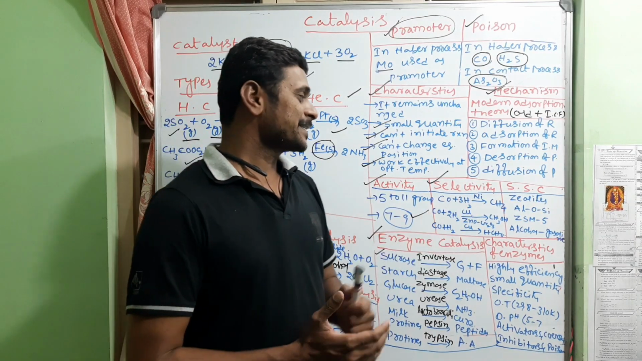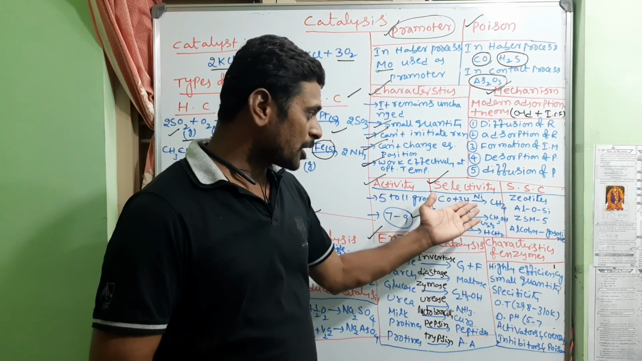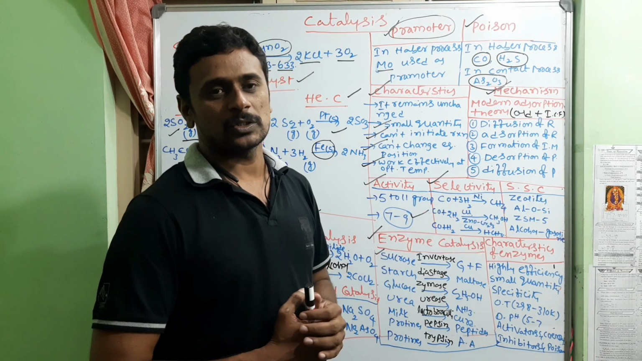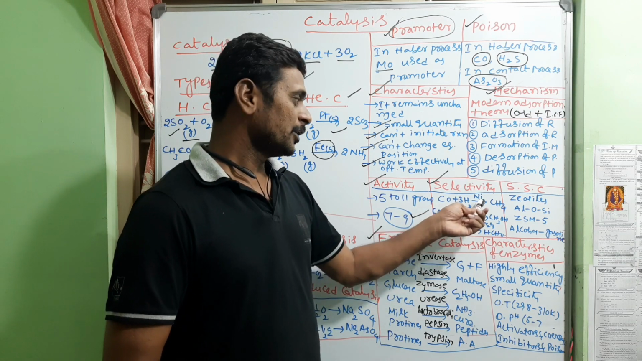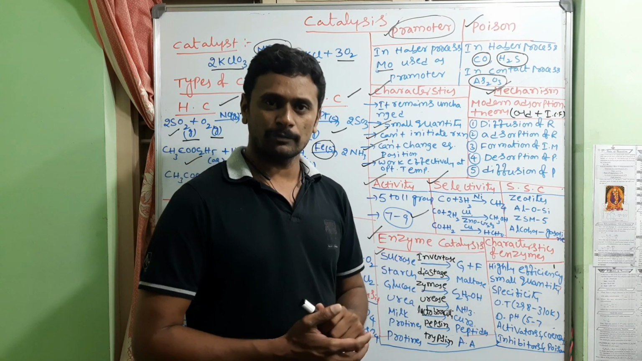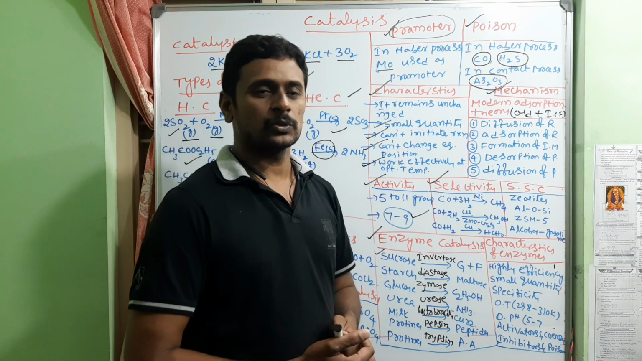Next, coming to the selectivity concept. Regarding selectivity, once you change the catalyst, automatically the products also change. You see in this case, the reactants are the same. But once you change the catalyst, here nickel, here copper, zinc oxide and chromium oxide, here copper, automatically the products also change.